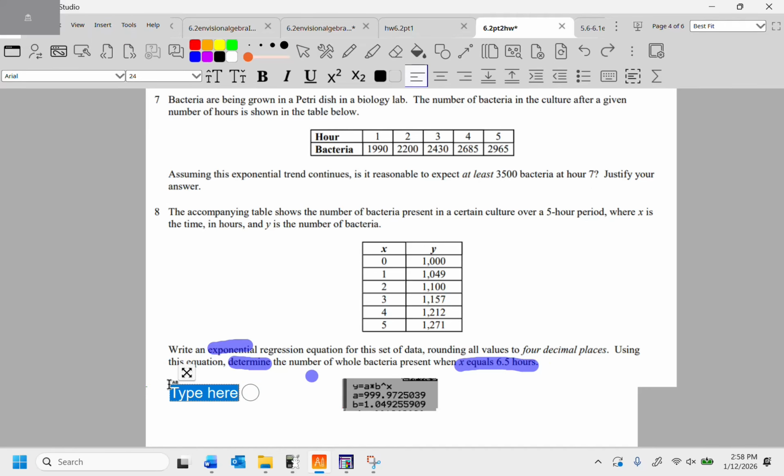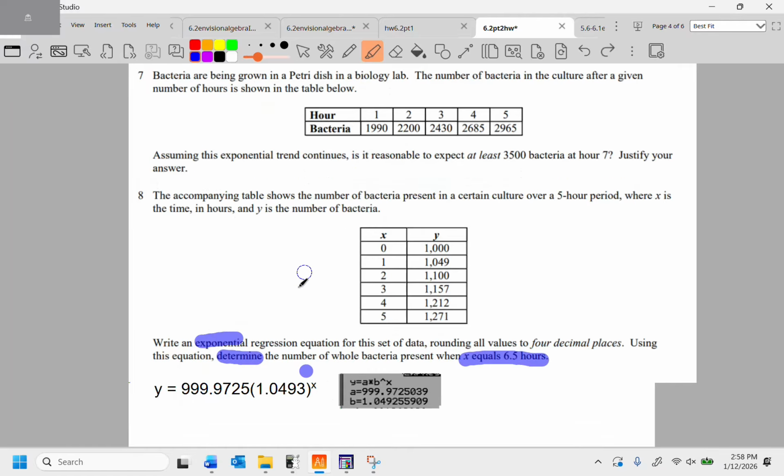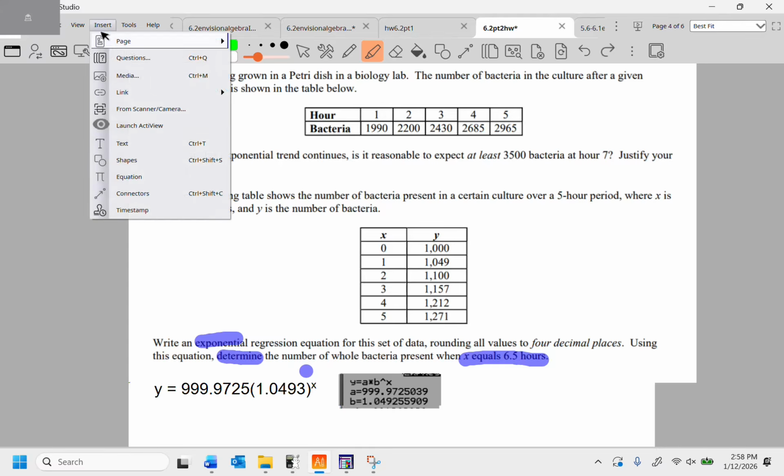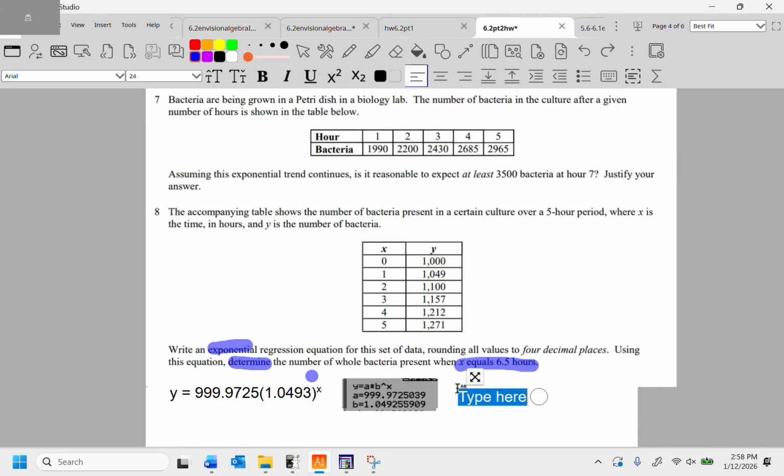Our equation is y equals 999.9725 times 1.0493, because we know how to round, right? Raised to the x. Now, I'm supposed to determine the number of bacteria when x is 6.5. Literally telling you what to do there, right? It says literally feed me a 6.5. So y equals 999.9725 times 1.0493. I got an extra 1 in there.